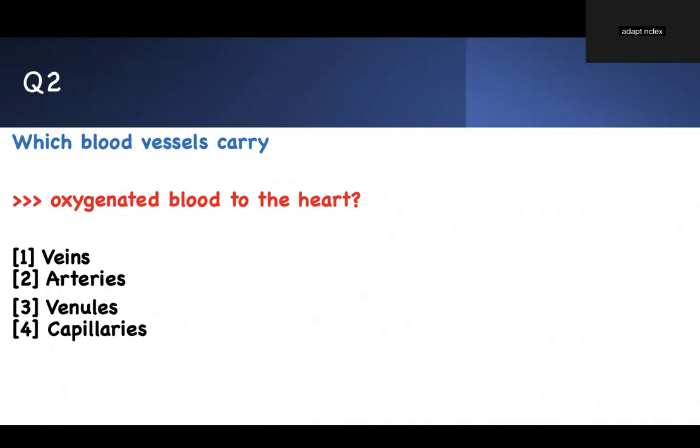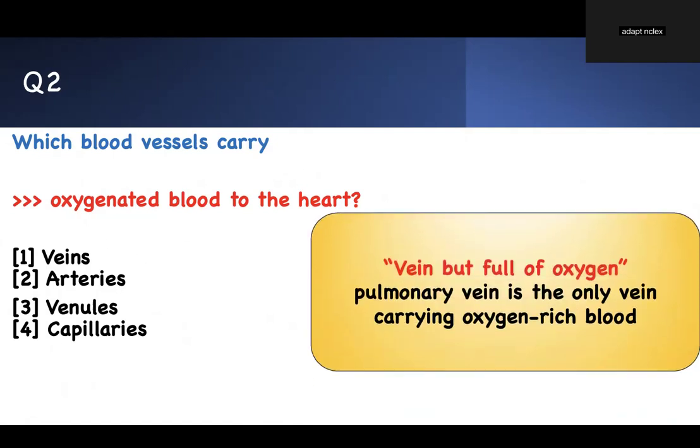Which blood vessel carries oxygenated blood to the heart? You have a vein, you have arteries, we have venous and capillary. The heart is a structure that receives oxygenated blood from the lung and deoxygenated blood from the rest of the system. It's saying oxygenated blood out to your system. Which vessel is responsible for carrying oxygenated blood to the heart? Think about it. Let me show you. This is the buzzword: vein. That structure is a vein, but full of oxygen. The pulmonary vein is the only vein that carries oxygenated blood to what? The heart. It has oxygen-rich blood. Therefore, which vessel will be a vein?